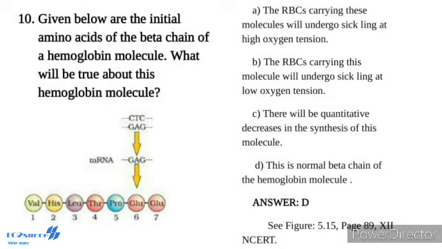Normal individual of hemoglobin, normal HbA gene, GAG and CTC, to carry the mRNA GAG. The amino acids: number 1 VAL, number 2 HIS, number 3 LEU, number 4 THR, number 5 PRO, number 6 GLU, number 7 GLU. So the correct answer is option D. D is normal beta chain of the hemoglobin molecule.